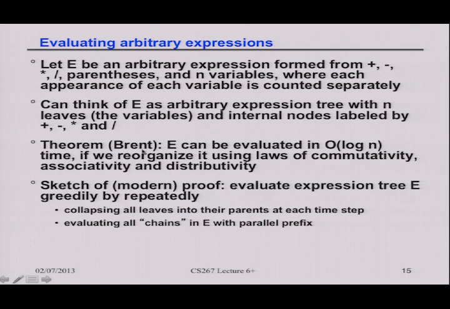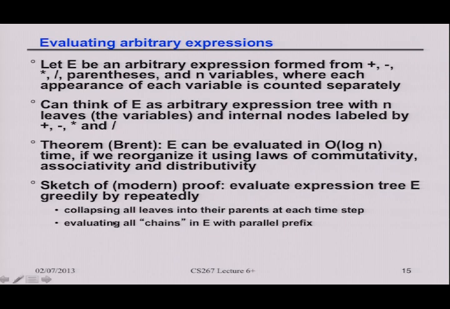So he had a very clever, complicated proof at the beginning, but there's a modern proof, and it just uses parallel prefix. And here's the idea. I'm going to take that expression tree and just evaluate it greedily. So that means I'm going to start by looking at all the leaves, which are at the bottom. There's no dependencies. I just evaluate it, right? So if I have a plus b at the bottom, I evaluate it.